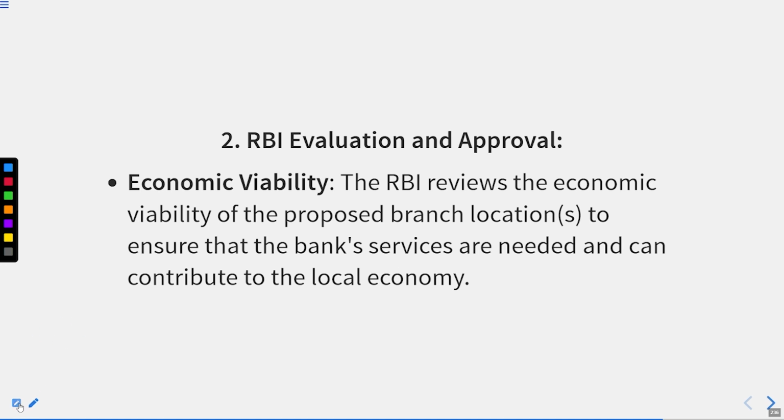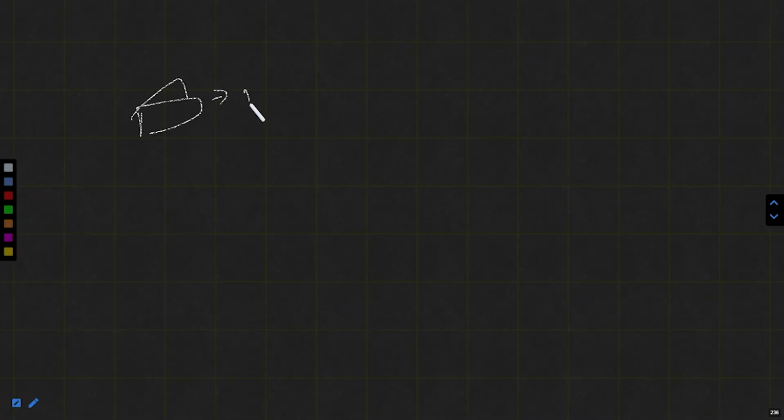Suppose this is the bank called XYZ. They have requested to open their business in the city of Bhubaneswar. Or we can say, instead of Bhubaneswar, any other city we can take. Suppose this is the city of Bhatinda, just an example. Because Bhubaneswar is a tier 1 city and Bhatinda is a tier 2 or tier 3 city, that's why I have taken Bhatinda.